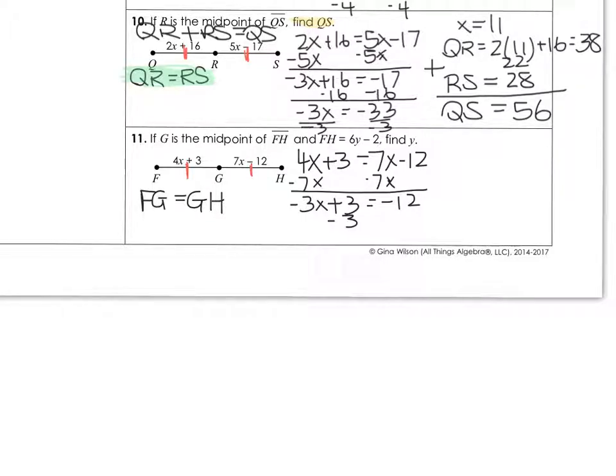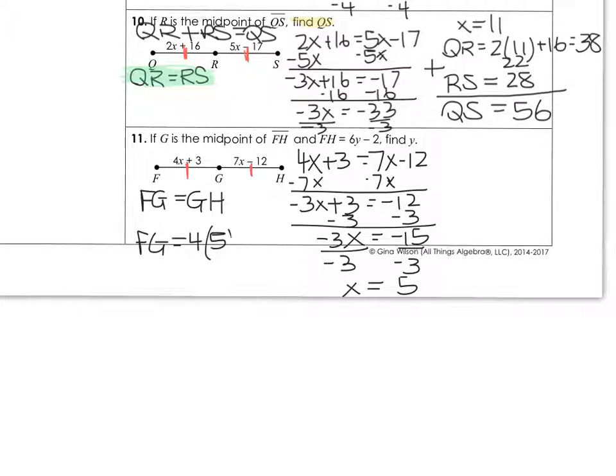Subtract 3. Divide by negative 3. Okay, let's find FG. Four times 5 plus 3 equals 23. And I know GH equals 23.